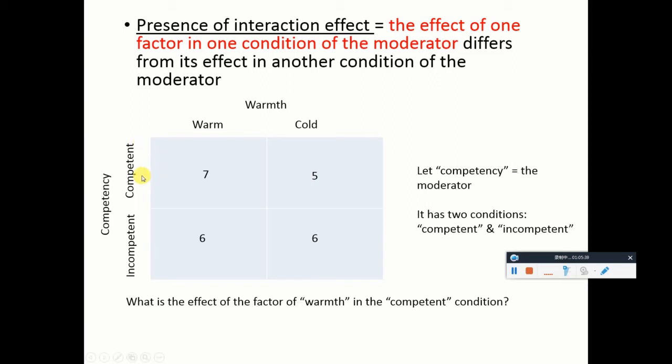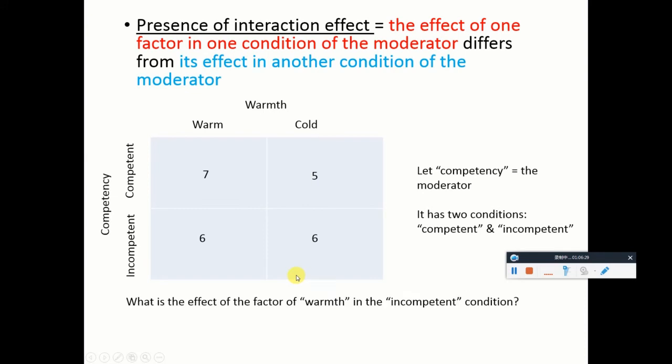Aha, you will say there should be, because in the competent condition, the warm Aaron is given a 7 for his perceived friendliness, and the cold Aaron is given a 5 for his perceived friendliness. So yes, there is an effect of warmth in the competent condition. In other words, there is a difference in his perceived friendliness when he is described as competent, with regard to the effect of the warmth manipulation, right? So warm minus cold, 7 minus 5 when Aaron is competent, is 2. There is indeed an effect because there's a positive score here, a difference score here.